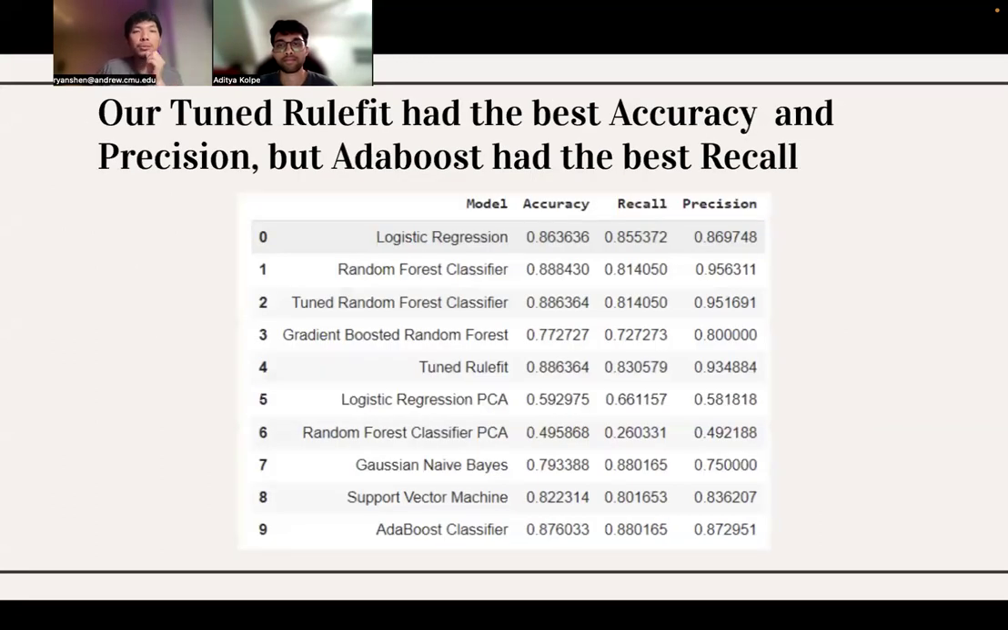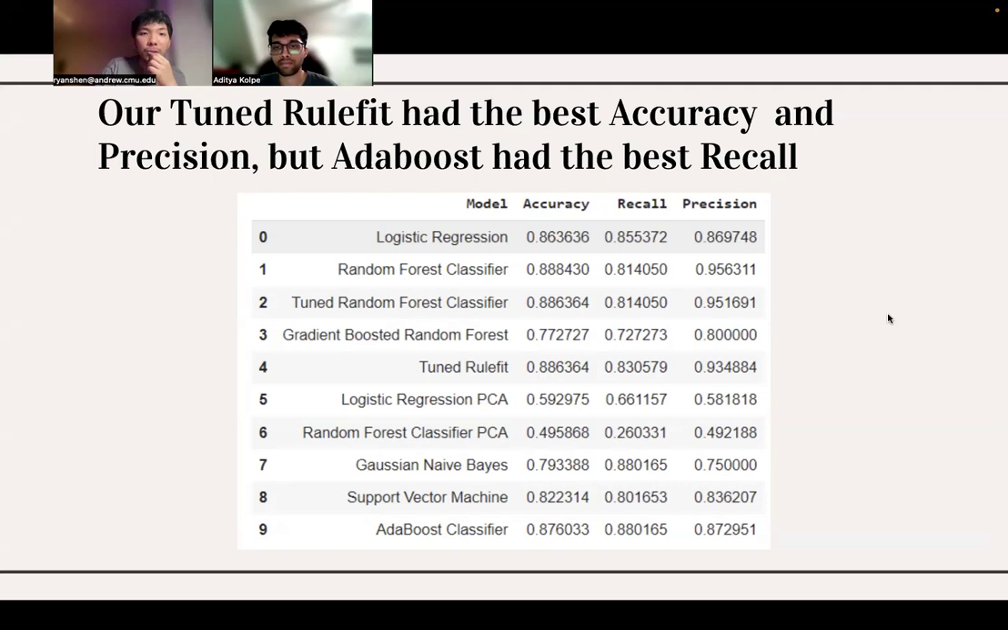Our tuned rule fit had the best accuracy and precision. And second to rule fit was AdaBoost, which had the best recall. But really, the model that struck the right sweet spot was our random forest classifier over here, which had the second best accuracy and precision, and a rather significant recall also.